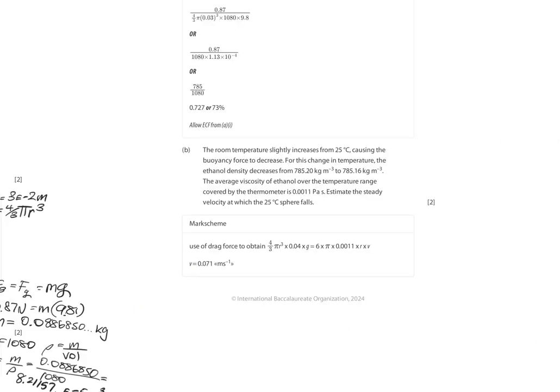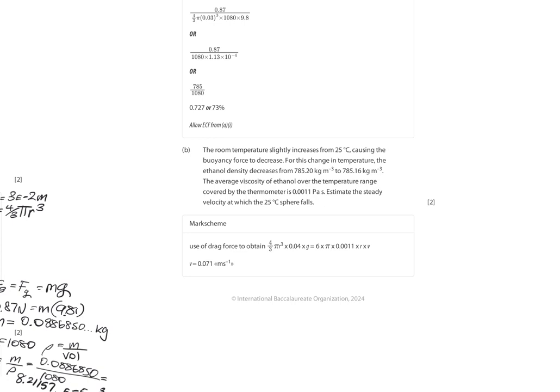Okay, last but not least, we have B. And B says room temperature slightly increases from 25 degrees Celsius, causing the buoyancy force to decrease. For this change in temperature, the ethanol density decreases from 785.2 kilograms per cubic meter to 785.16 kilograms per cubic meter. Average viscosity of ethanol over that range is 0.0011 Pascal seconds. Estimate the steady velocity at which the 25 degrees Celsius sphere falls.